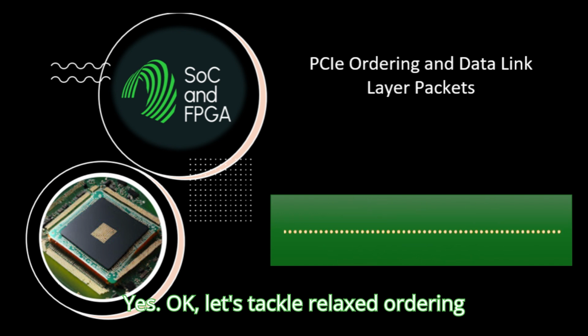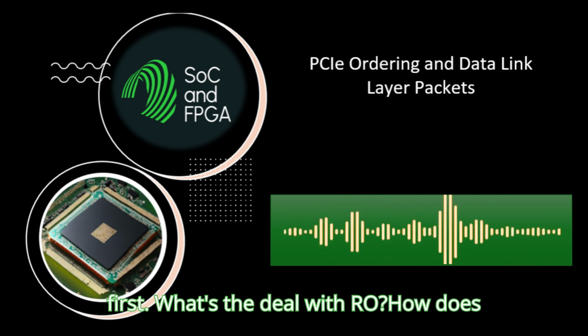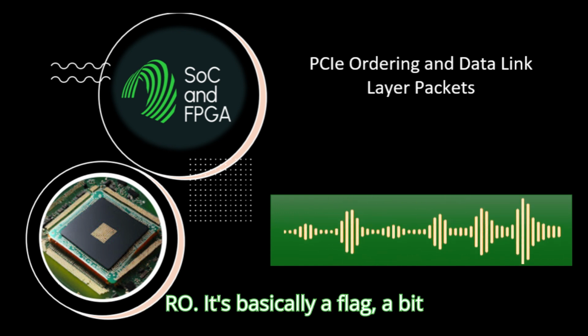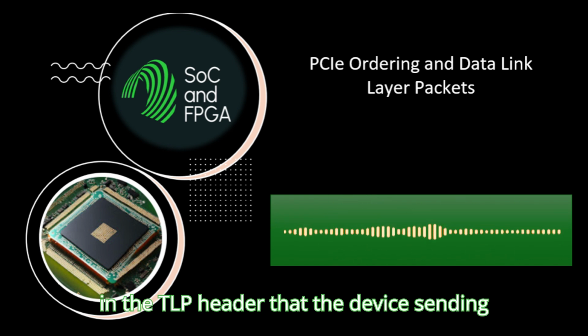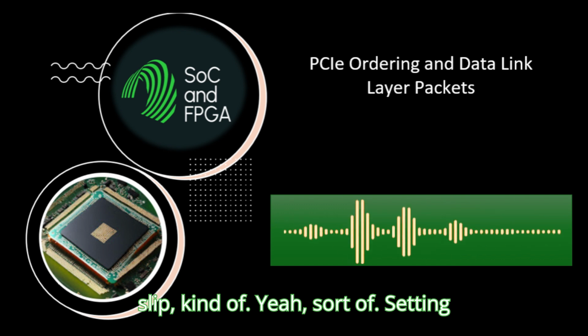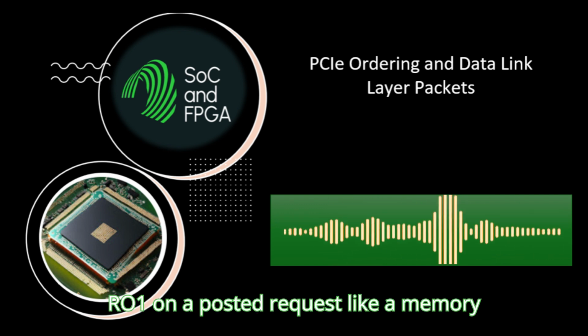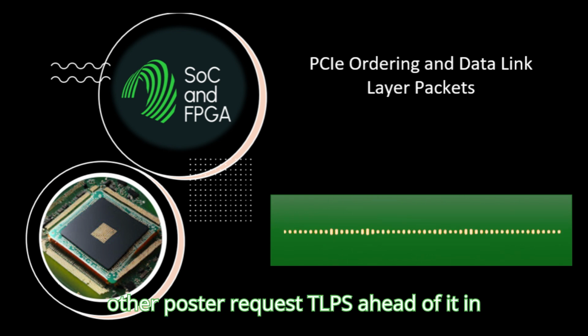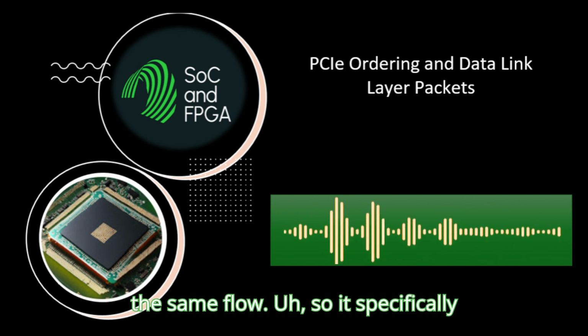Okay, let's tackle relaxed ordering first. What's the deal with RO? How does it speed things up? Okay, relaxed ordering, RO. It's basically a flag, a bit in the TLP header that the device sending the transaction can set. A permission slip, kind of? Yeah, sort of. Setting RO=1 on a posted request, like a memory write, gives it permission to bypass other posted request TLPs ahead of it in the same flow.